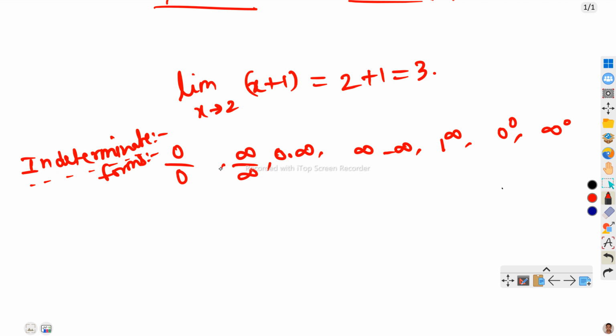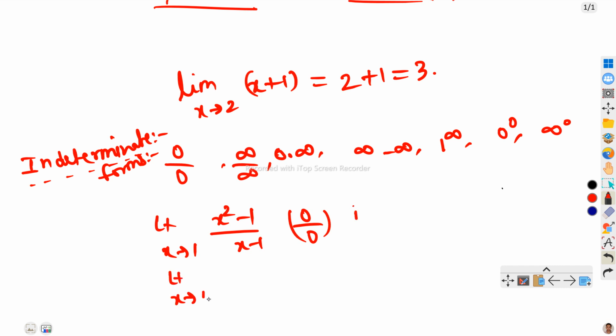Again, if a function f(x) is continuous at x equals a, then the limit of function f at x equals a can be directly obtained by putting a in place of x in f(x). So for example, limit x tends to 1 of (x square minus 1) upon (x minus 1). This is 0 by 0 form. If we put the value, we get the indeterminate form 0 by 0, so we need to get rid of this indeterminate form.